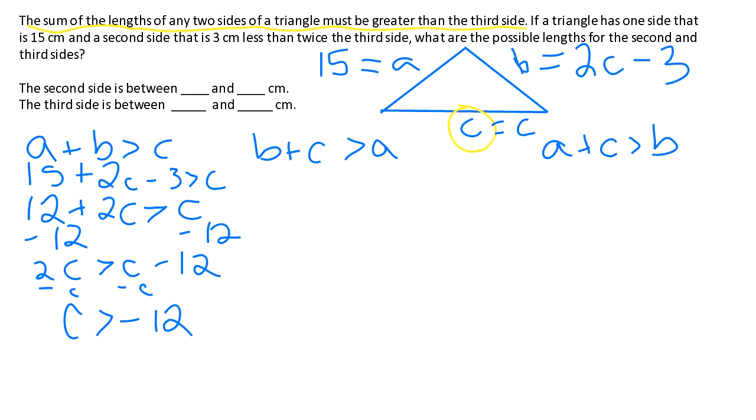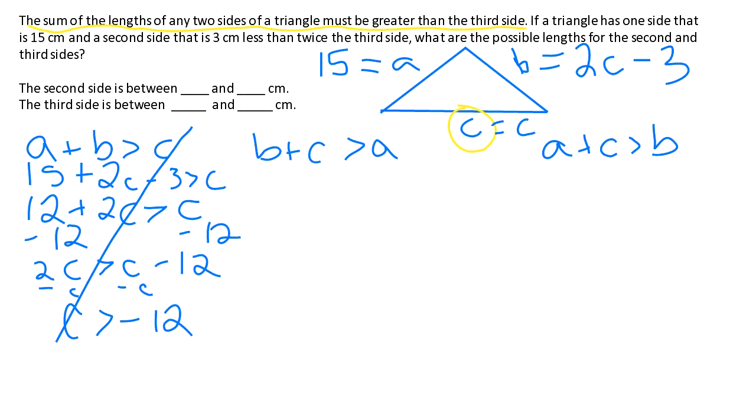That's going to be the one that we can throw out because, of course, C is going to be greater than a negative number. A, B, and C all have to be positive. You can't have a triangle with a side that is less than 0. So not helpful, but we still have to go through that. Okay, now the other two are going to be very helpful.